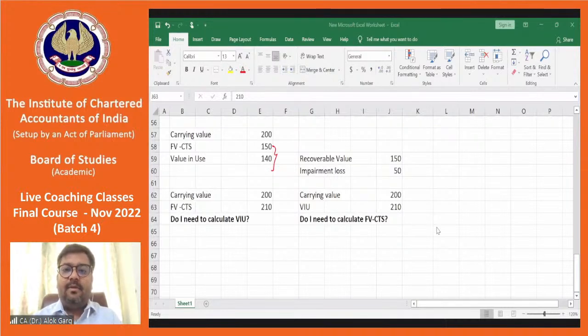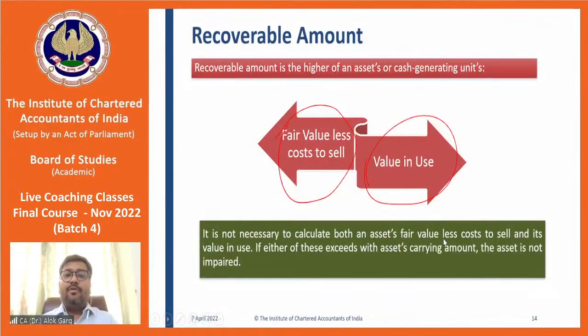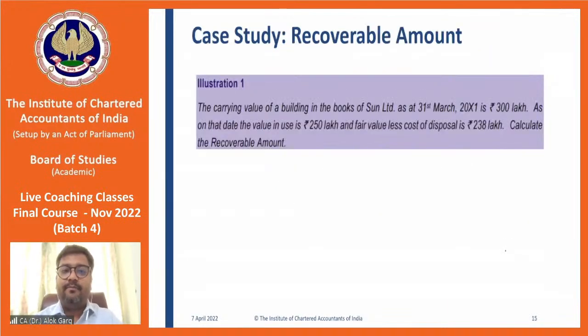Good, guys. Now let's discuss what is fair value. And before the discussion of fair value, let's come to this case study. Recoverable amount is the higher of an individual asset or group of assets' fair value less cost to sell or value in use, right? It is not necessary to calculate both an asset's fair value less cost to sell and its value in use. If either of these exceeds the asset's carrying amount, the asset is not impaired, right?